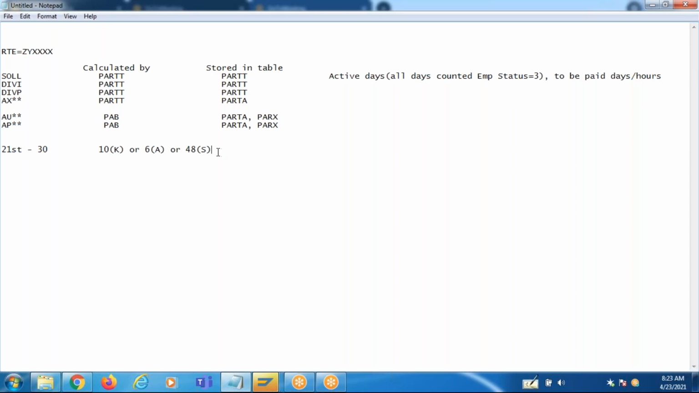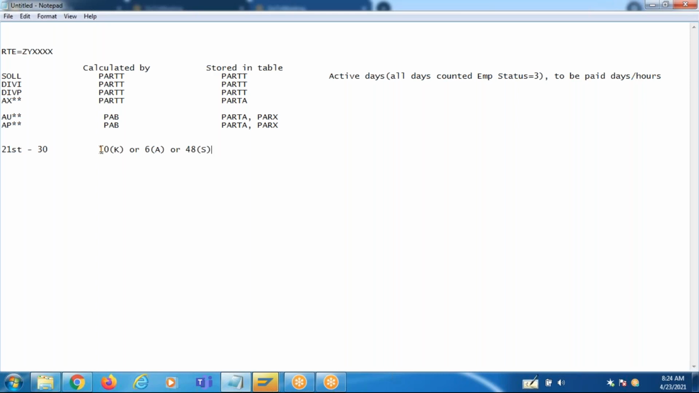So these are the days. If the company is calculating the salary in terms of calendar days, this is the way we pay it. If the company is calculating in terms of working days, this is the way we pay it. And we will be paying for 48 hours. So these are active days.